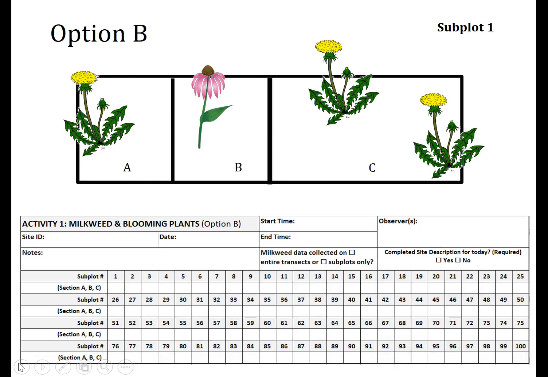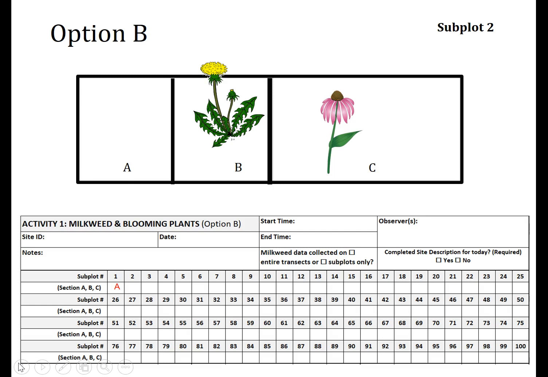Now, for those who participate in option B, we'll walk through a similar example. In subplot number 1, we'd first look in section A. We see dandelion blooming in section A, so ignoring the species here, we write an A under subplot number 1. We're simply recording whether there's anything blooming in section A, B, or C. Since we did have something blooming in A, we can ignore sections B and C and move on to subplot number 2.